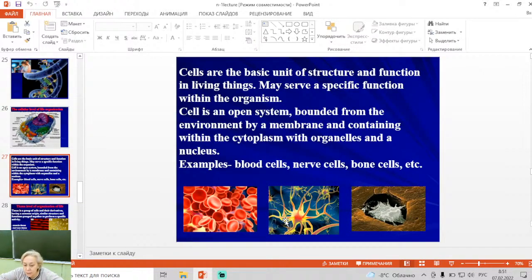Cells are the basic unit of structure and function in living things, and may serve a specific function within the organism. A cell is an open system bounded from the environment by a membrane and containing cytoplasm with organelles and a nucleus for a eukaryotic cell. Remember that a prokaryotic cell does not have a nucleus. On this slide you see different cells. For example, blood cells, nerve cells, bone cells.